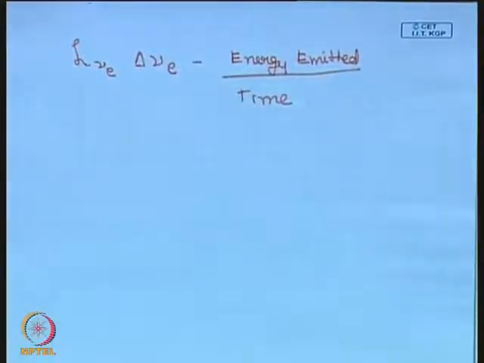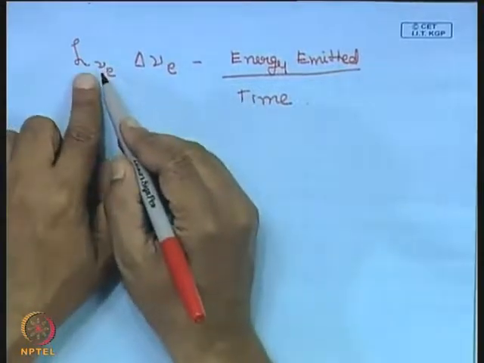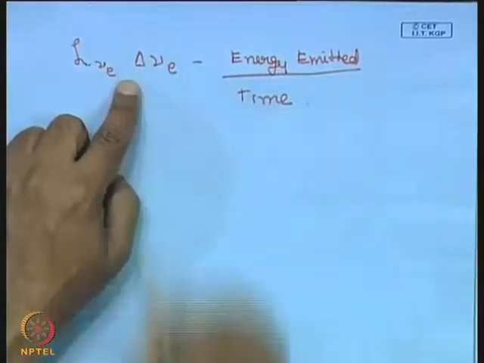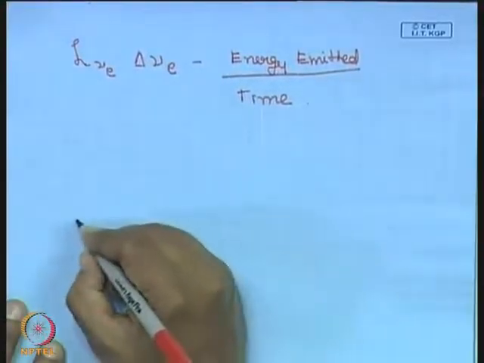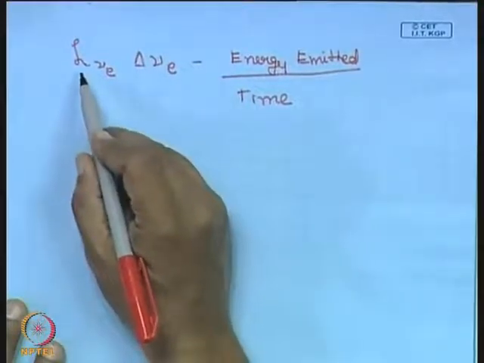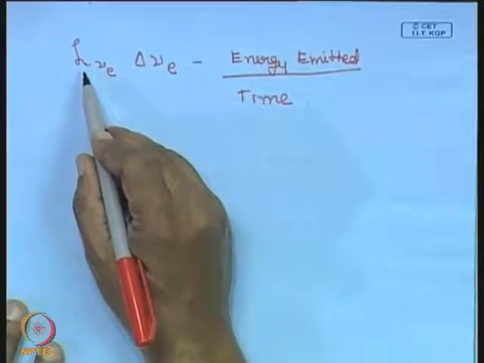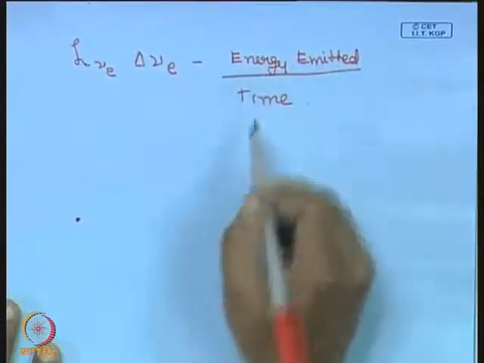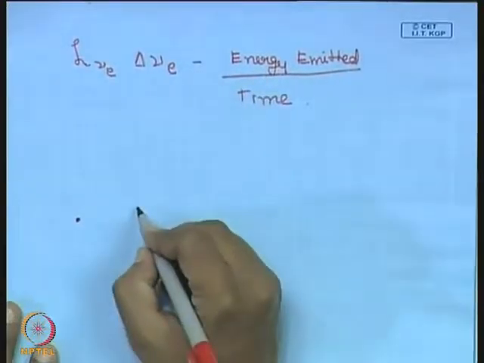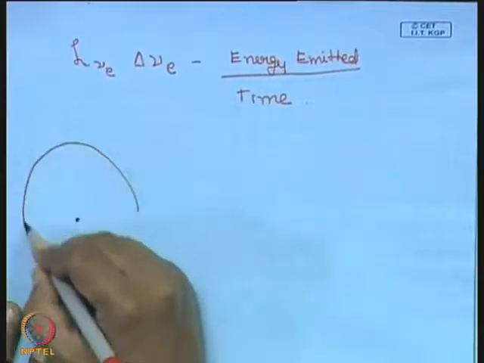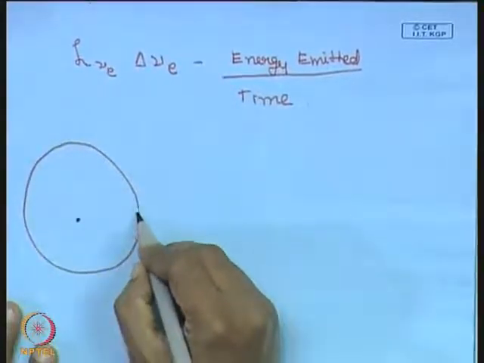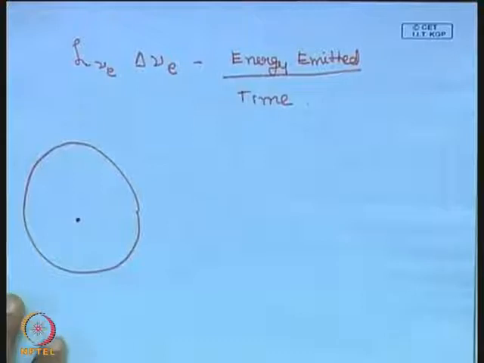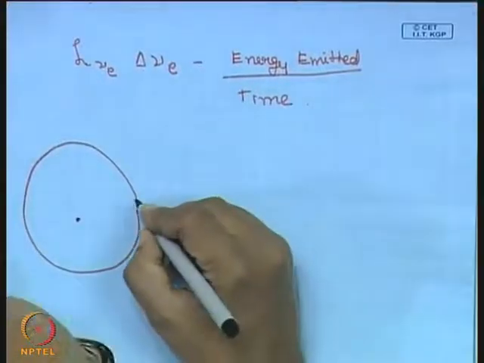Okay. So this is L nu, the energy emitted in the frequency interval delta nu e. There is a source over here which is emitting radiation, and this is the luminosity in a particular frequency interval. If I multiply it with the frequency interval, I get the amount of energy it radiates per unit time. And we want to find what will be the flux that will be measured by an observer over here.